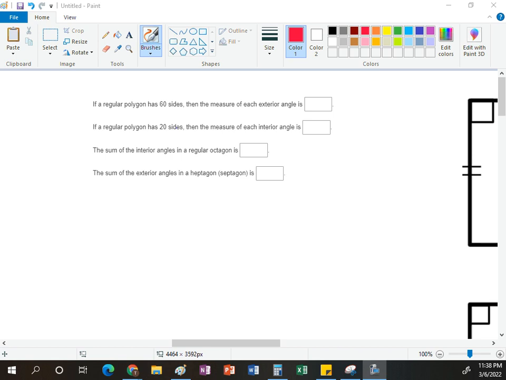Problem number 4 is solved exactly the same way we solved problem number 1. You can just rewind the video and watch that.